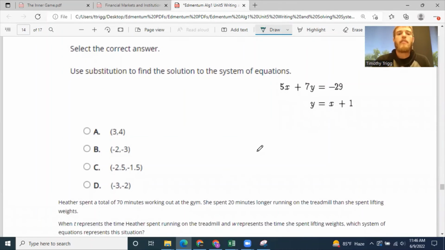Use substitution to find the solution of the system of equations. Well, one thing you can do, you can always graph these two equations and see where they cross. The intersection point is your solution. But they're asking us to use substitution, so let's go and do that.